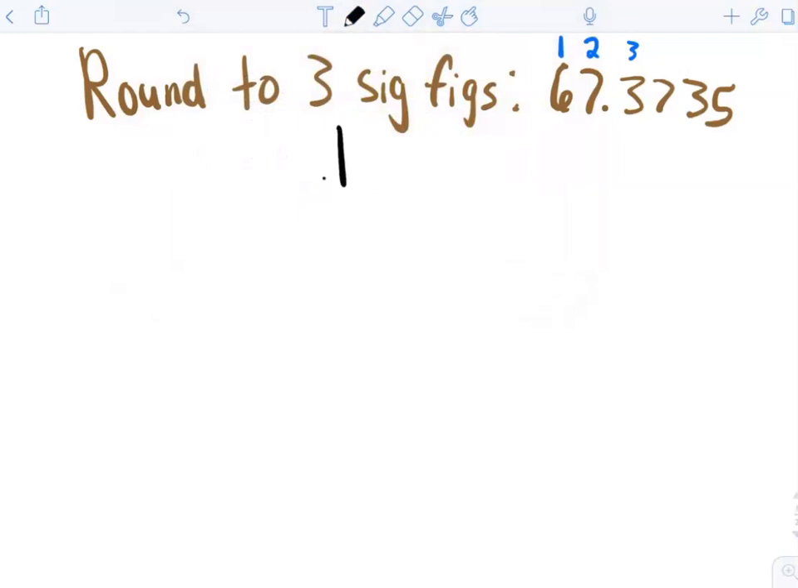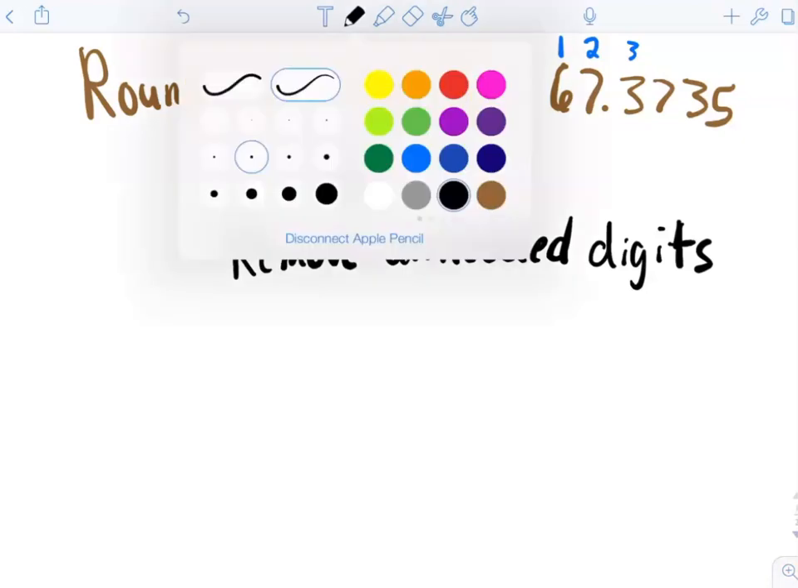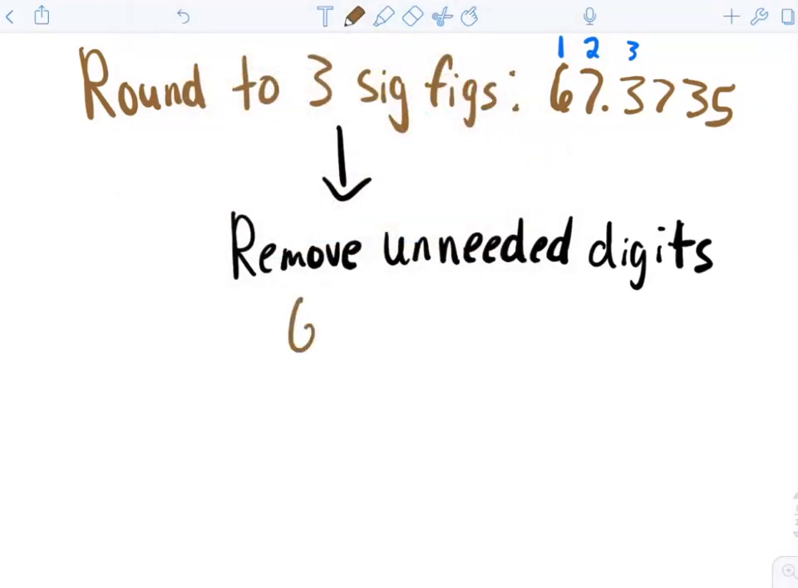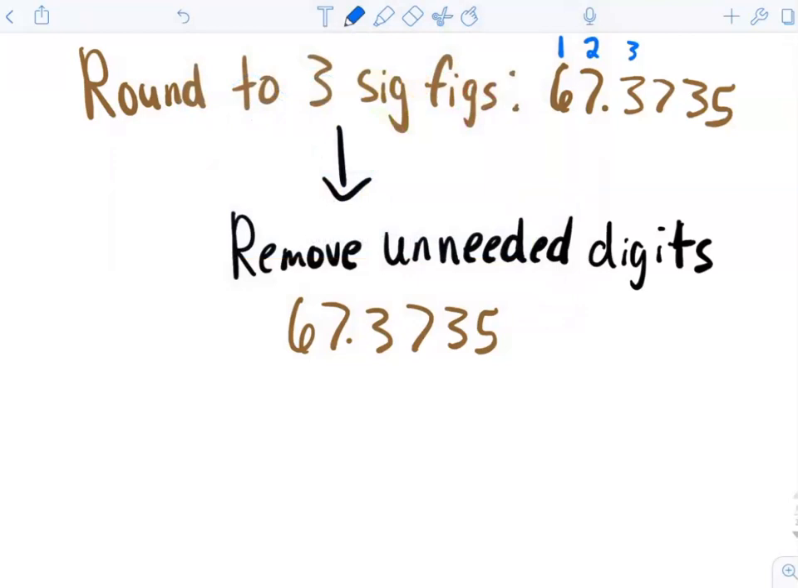Well, my next step is to remove unneeded digits. And what that means is if I know that I'm going to need just these 3, then I'm going to remove the unwanted ones, or the ones that I don't need. So what that looks like is these are going to get removed.